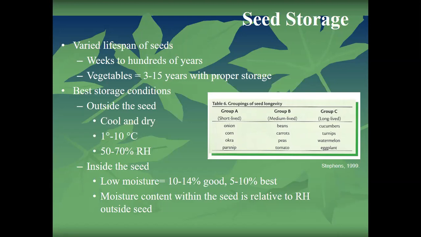All right, so getting back to my slides here, the best storage conditions outside the seed: cool and dry, anywhere between 1 to 10 degrees Celsius, 50 to 70 percent relative humidity. And inside the seed, the moisture must be 10 to 14% moisture content. All right. Sometimes it's even lower for some seeds. It could be for some smaller seeded crops between 7 to 8% moisture content. All right. And then it's best for 5 to 10%. Right. Moisture content within the seed is relative to relative humidity outside the seed.